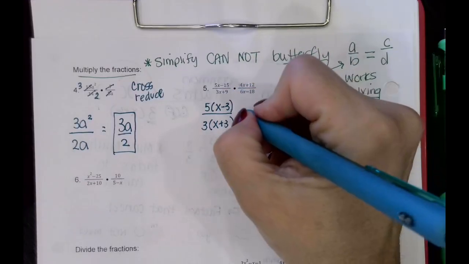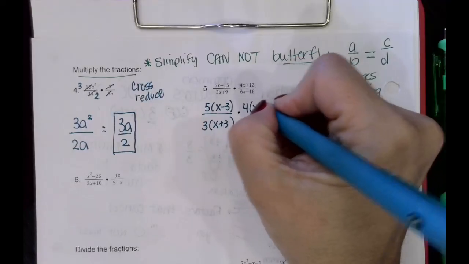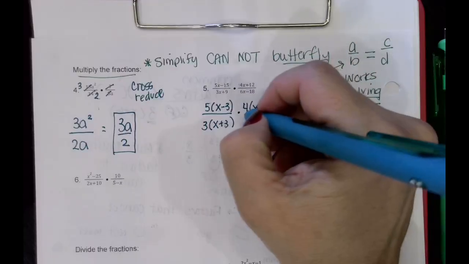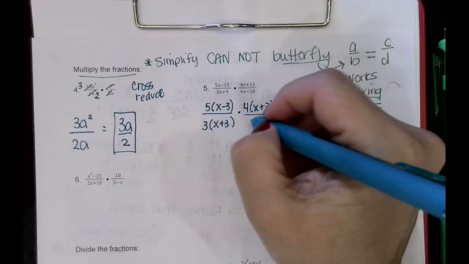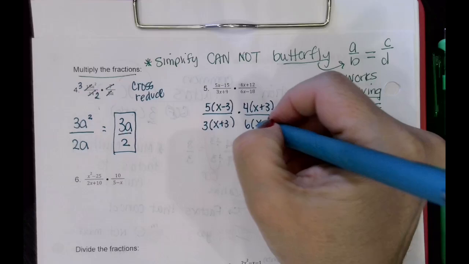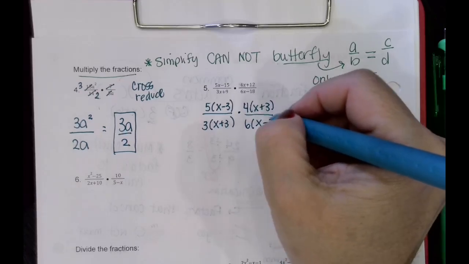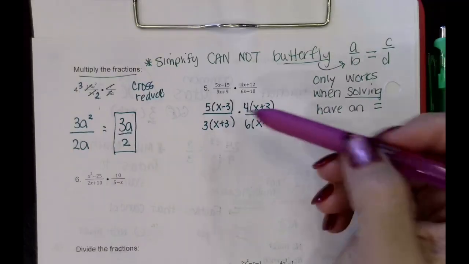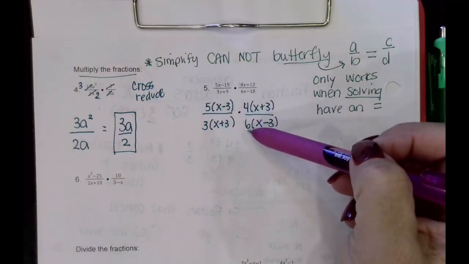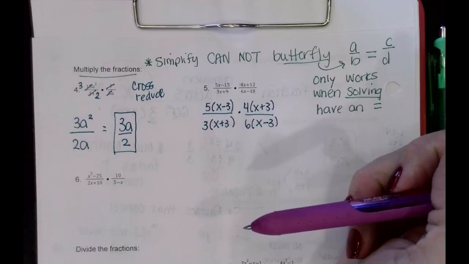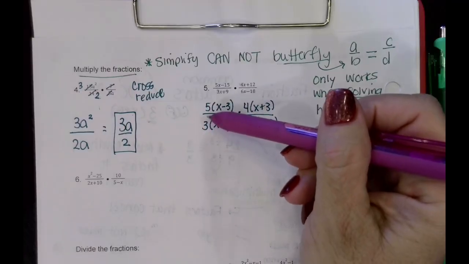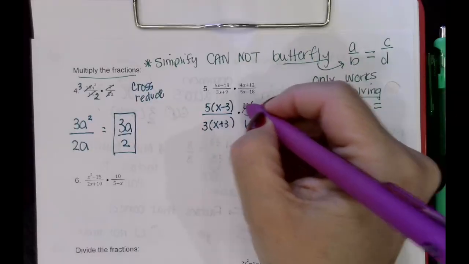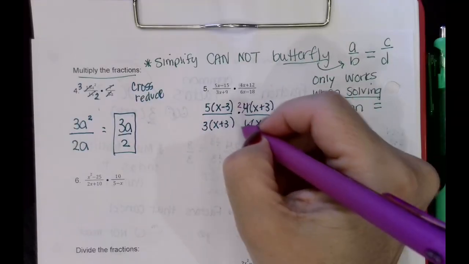So I'm good. So now I go over here, factor out a 4, and I have x plus 3. So 4x, yep, plus 12, yep. Go down to the bottom, and I'm going to factor out a 6, and this is going to give me x minus 3. 6x minus 18. Okay? So if I look at my numbers, 5 and 6 don't cross-reduce, 3 and 4 don't cross-reduce. So then I look at it vertically. 5 and 3 don't reduce, but 4 and 6 do. So this 4 can become a 2, and this 6 can become a 3.